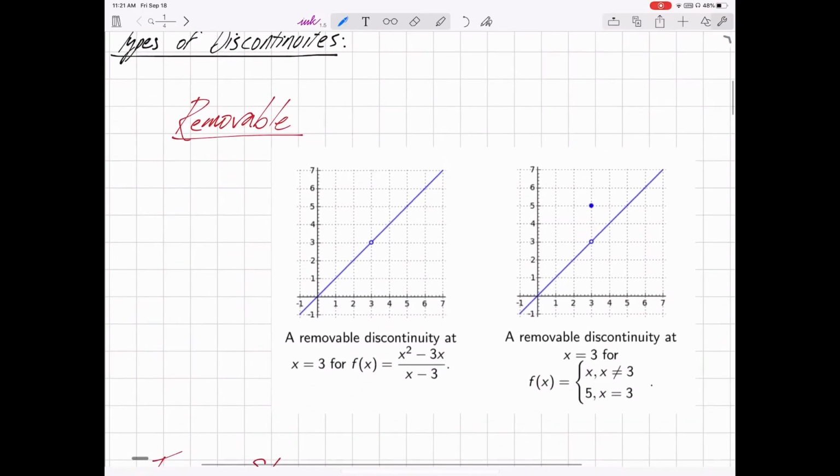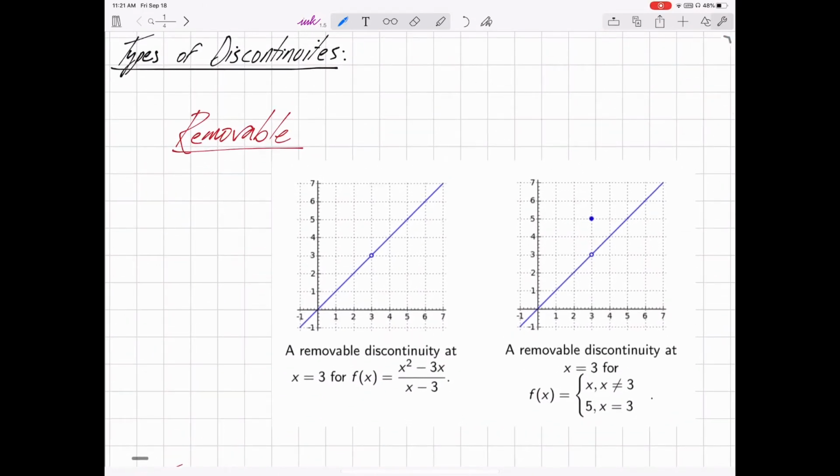Next, let's talk about types of discontinuities. We're just going to put names to these discontinuities right now. These would be two examples of a removable discontinuity. In one of the assignments from last week, we looked at some piecewise functions that had these characteristics. So this would be a removable discontinuity again, and let's talk about why.